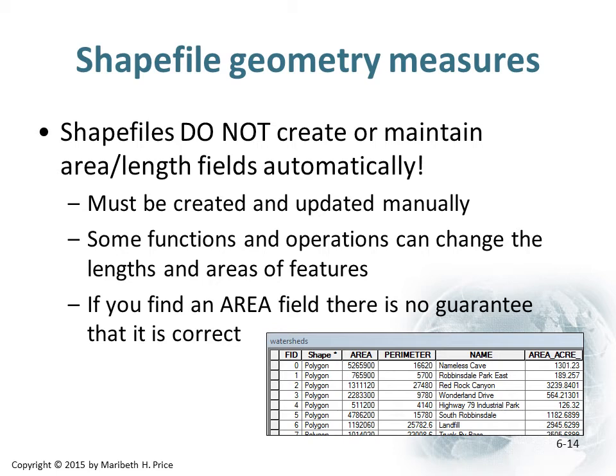So the best way to do that is to update the calculations. When in doubt, update the calculations. When you think you're okay, update the calculations. When you're almost certain you're okay, update the calculations. Assume all area and length and perimeter type measurements are incorrect until you know otherwise.